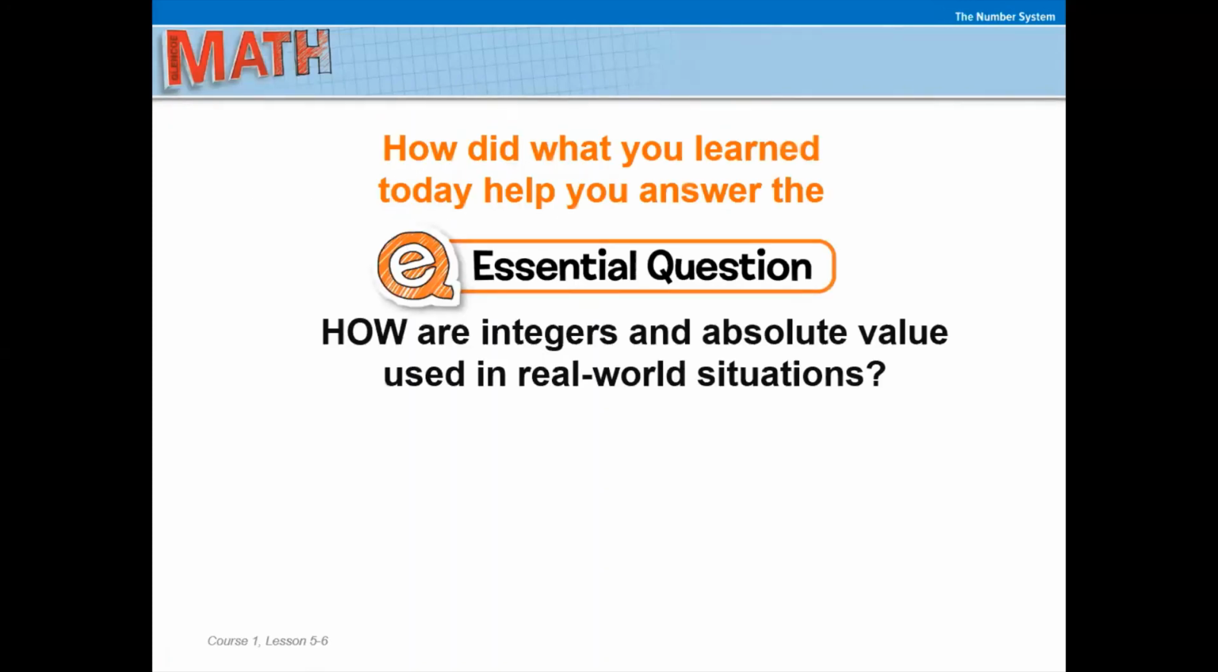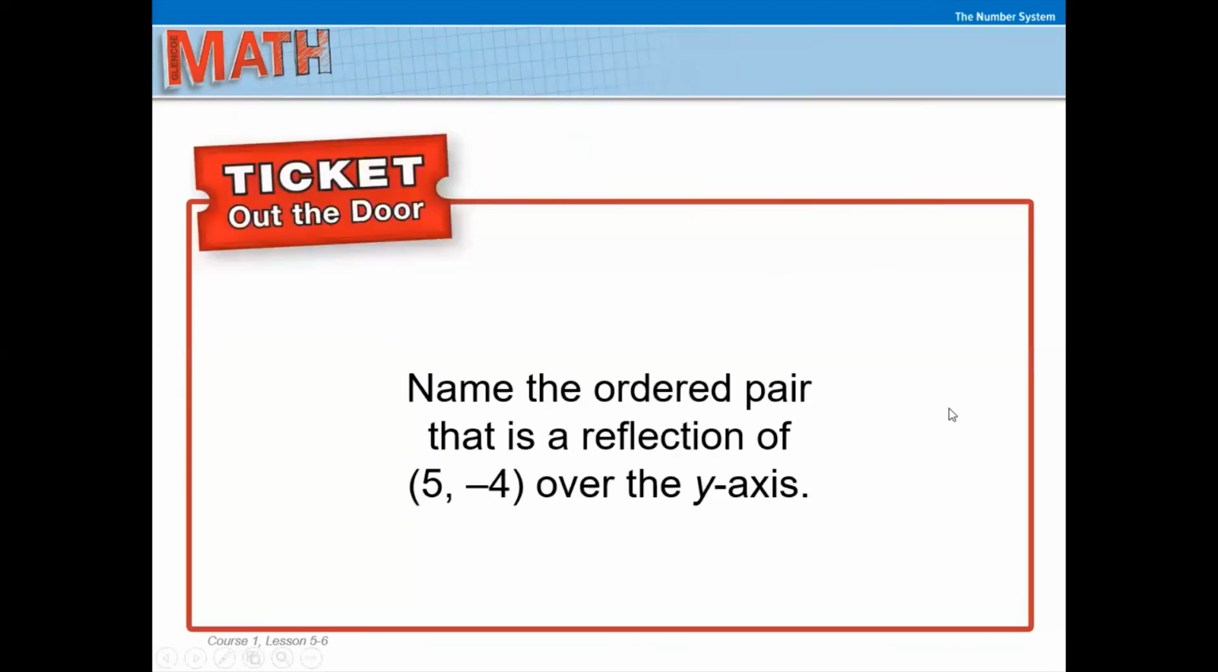How did what you learned today help you answer the essential question? How are integers and absolute value used in real-world situations? Here's your ticket out the door. Name the ordered pair that is a reflection of 5, -4 over the y-axis. Bring your work to the group. Show all answers in your notebook. That's all for now.